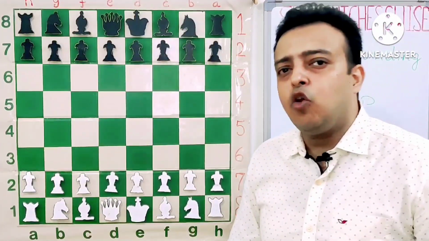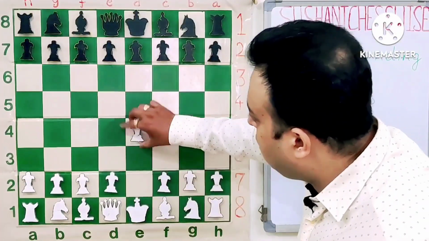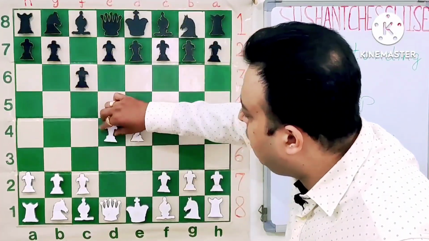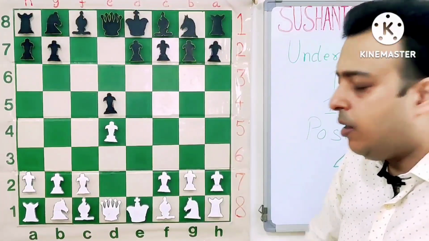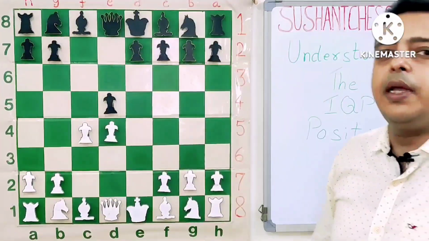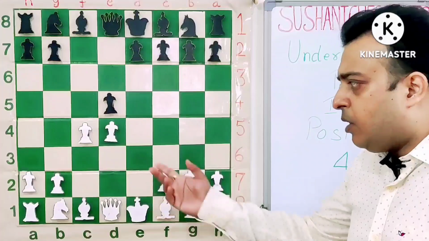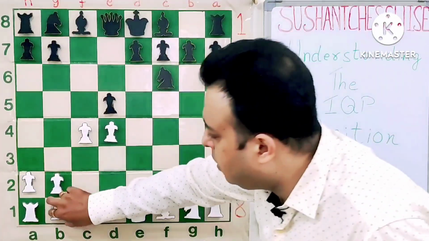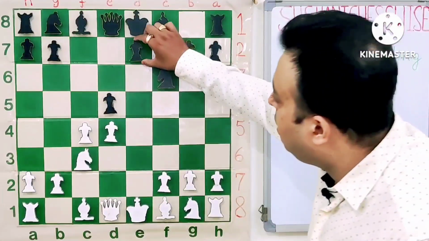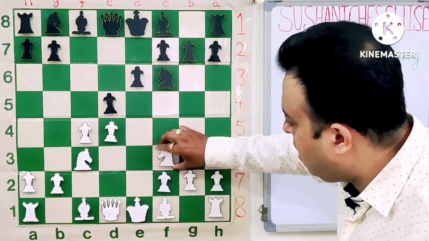Today we have got the IQP from the Caro-Kann Defense. So e4, c6, d4, d5, exd5, cxd5, c4, the Panov-Botvinnik Attack of the Caro-Kann. I have made some videos on this line before also. Black goes Nf6, Nc3, e6, Nf3.